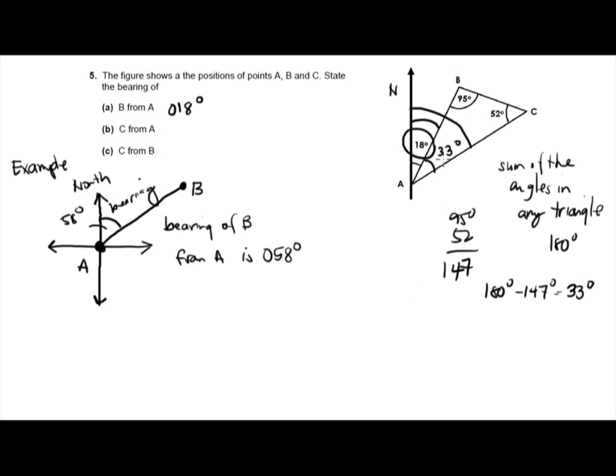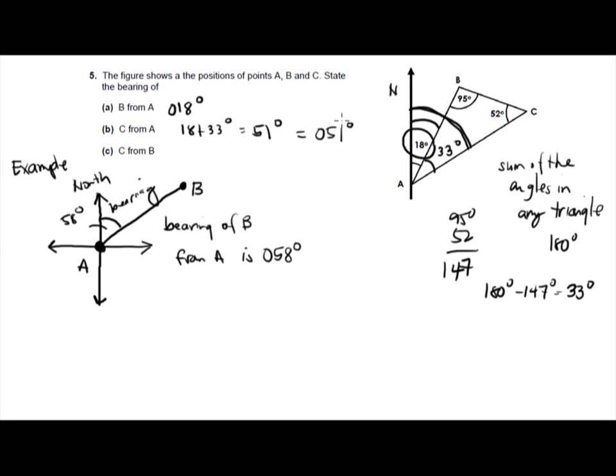Now, since we know this angle, the bearing of C from A is just 18 plus 33. So the bearing of C from A is 18 plus 33 degrees, and that is equal to 51 degrees. So the bearing is 051 degrees. Okay, so that's the bearing of C from A.